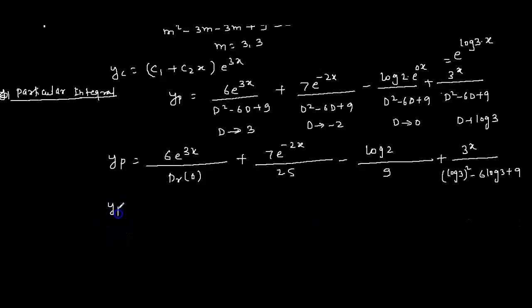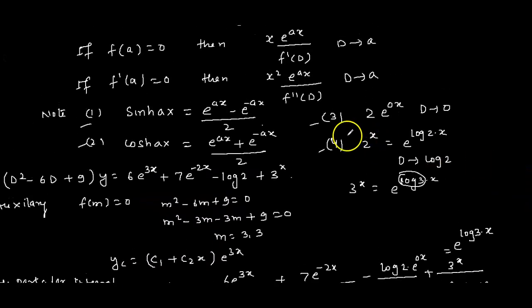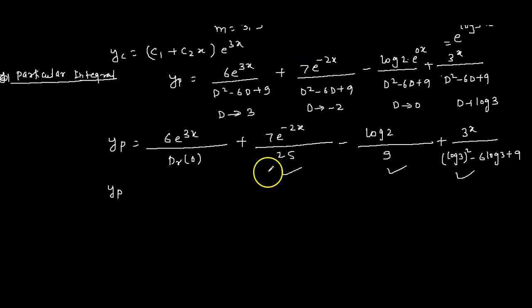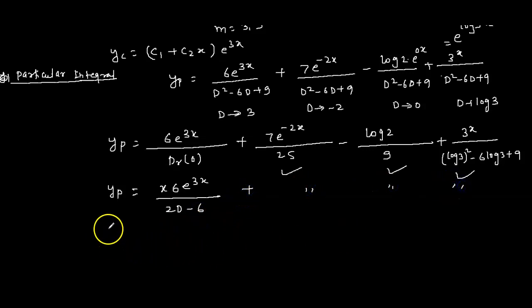Now the denominator has come 0 for this term. This one you got the answer, but here the denominator got 0. So what do you have to do? If the denominator comes 0, you have to multiply x and differentiate the denominator, right? I chose this question because all types of questions can come. So here multiply with x and differentiate the denominator, which means this becomes 2d minus 6, and this one is as it is only. This is the answer.